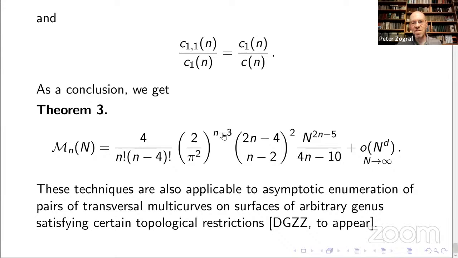How can it be? So these techniques are also applicable to asymptotic enumeration of pairs of transversal multicurves on surfaces of arbitrary genus, satisfying certain topological restrictions. And that is done in our joint paper with Zorich, Goujard, and Zograf. It hopefully will appear soon.